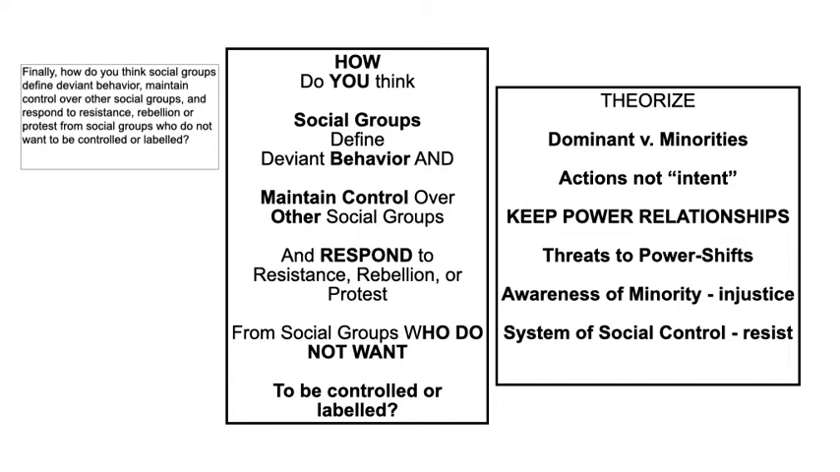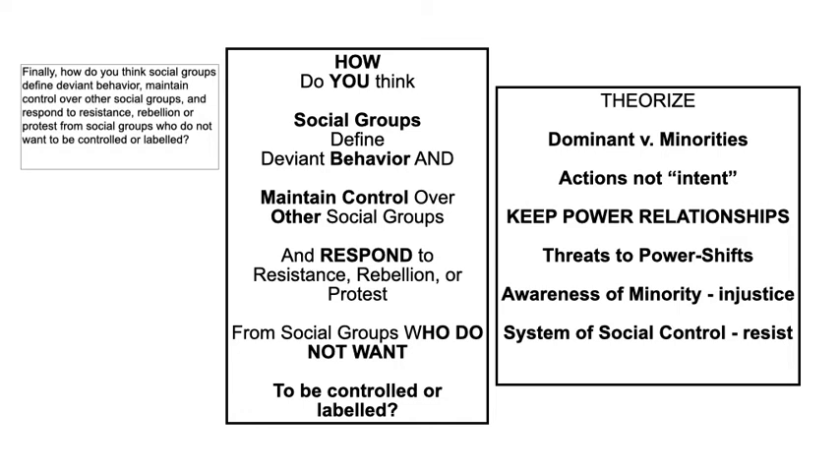And most of you know the answer. They mostly use the police, right? They mostly use law enforcement, surveillance, things like that. And then, looking at the other side, once the minority starts to get awareness of their injustice, they don't want to be labeled. They don't want to be controlled. They don't want to be dominated.